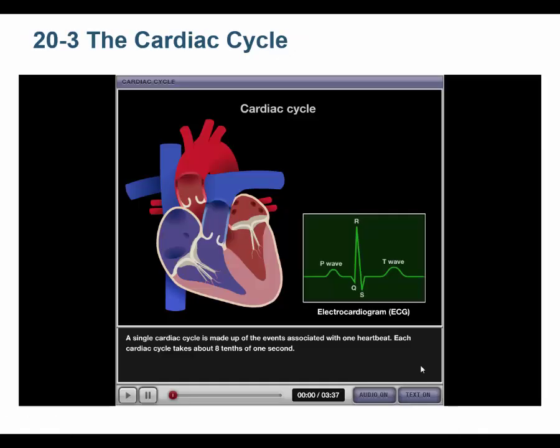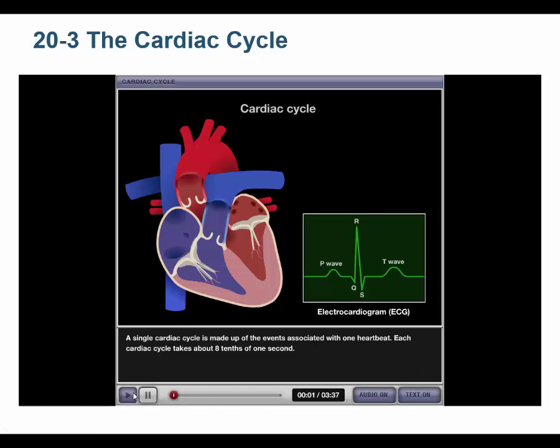All right, folks, welcome back to the heart. We're going to do the cardiac cycle in this section. So we did the conduction. You saw how the conduction works between the SA node and the atria, and then the AV node, and then how the AV node sends the signal to the ventricles. And now what we're going to talk about is how that conduction is related to the pumping of blood, or what we call the cardiac cycle.